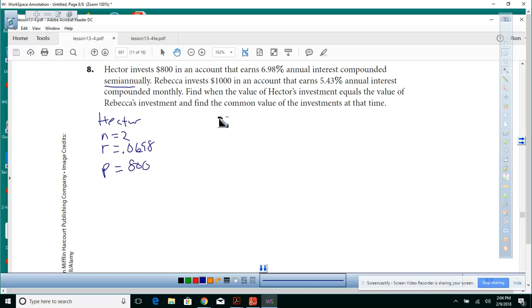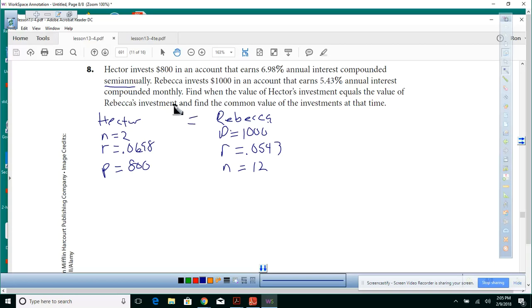All right, Rebecca, two C's. Make sure I spell it right. Rebecca, her principal is $1,000, and her rate is 0.0543, and it's compounded monthly, so there's 12 months in a year, so n equals 12. Find when the value of Hector's investment equals the value of Rebecca's investment.